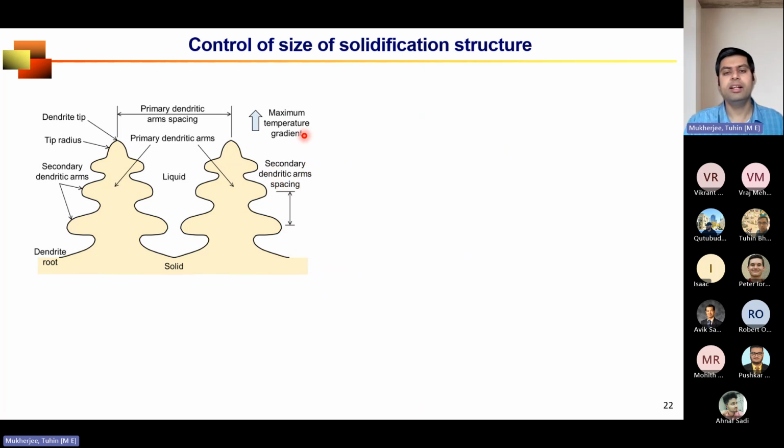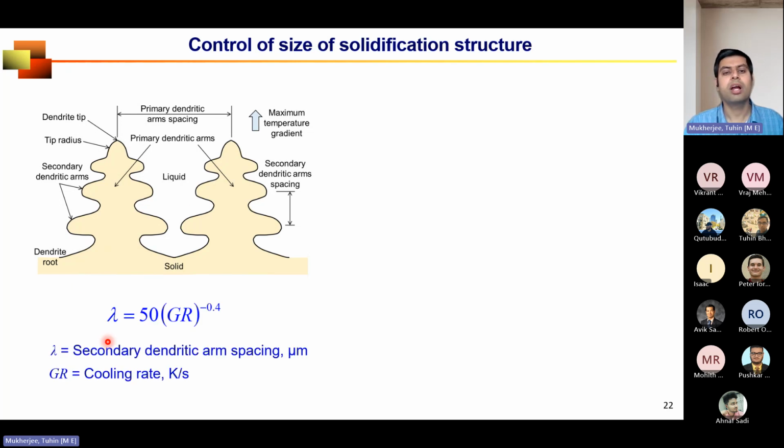Now this secondary dendritic arm spacing is very important for determining the mechanical property, because this is the smallest microstructural dimension that will provide the resistance when the dislocation moves. That means it affects the mechanical property. How does it affect? If you know the cooling rate, you can calculate the secondary dendritic arm spacing, this distance.